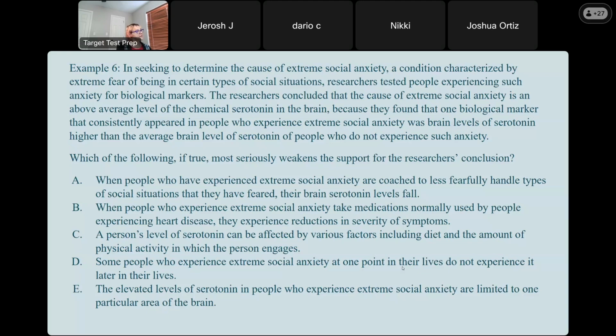And E, the elevated levels of serotonin in people who experience extreme social anxiety are limited to one particular area of the brain. This is also not helpful because that could be true or false and it would have no different effect on the argument. I don't know, maybe that's the only part of the brain that the serotonin affects at all. Maybe everyone only has serotonin in one area of their brain. So this one doesn't have a clear effect on the argument either.